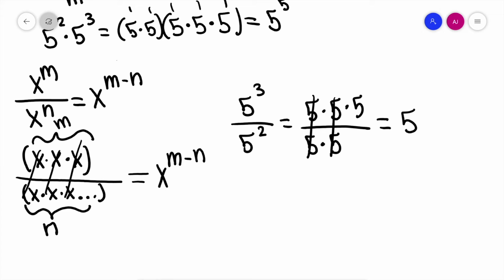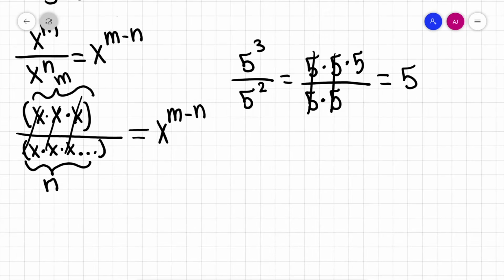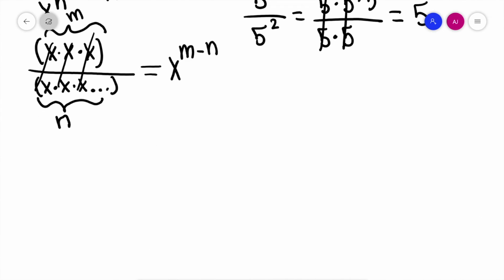And so from these rules, you can start to think about what would happen if I wrote x to the 0? Like, what does x to the 0 equal, right? And in fact, x to the 0 equals 1. And how we get that is using the product of powers that we were using earlier.